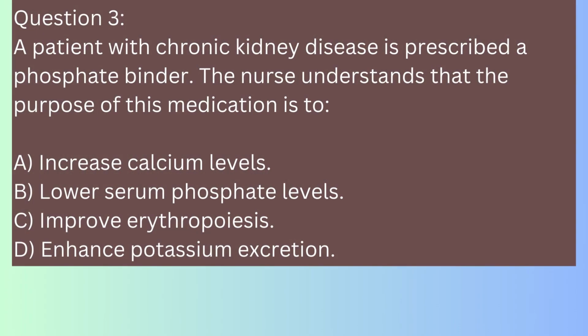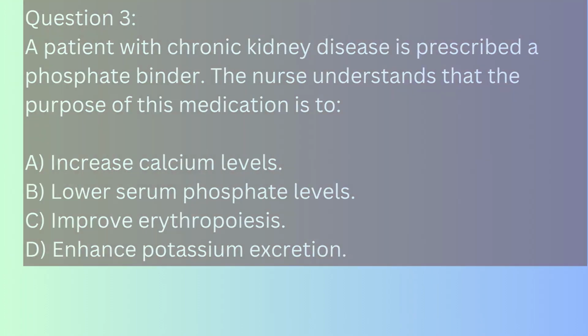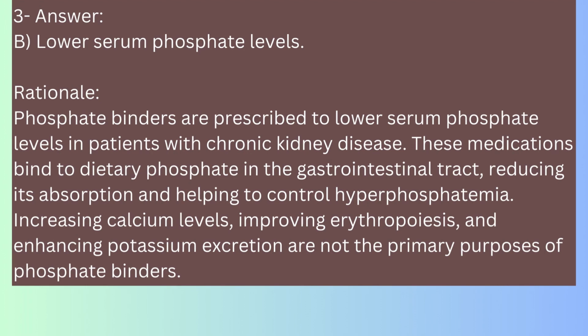Question 3. A patient with chronic kidney disease is prescribed a phosphate binder. The nurse understands that the purpose of this medication is to A. Increase calcium levels. B. Lower serum phosphate levels. C. Improve erythropoiesis. D. Enhance potassium excretion. Answer 3. B. Lower serum phosphate levels.